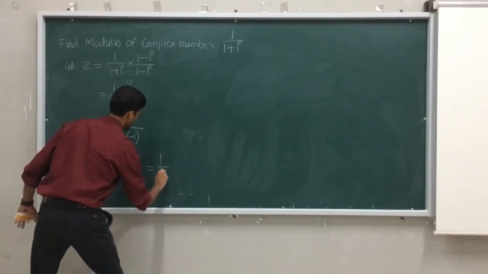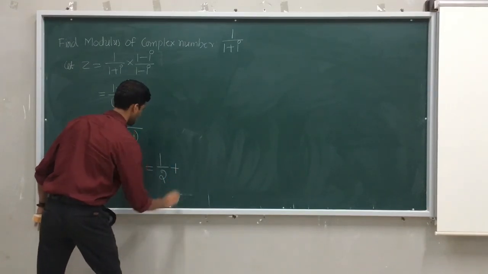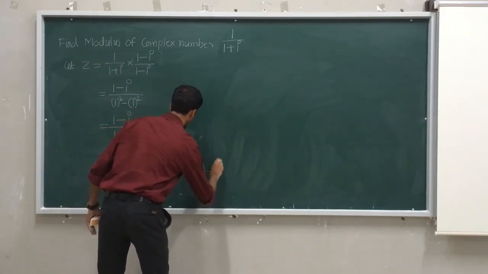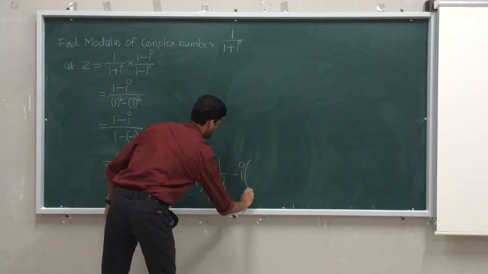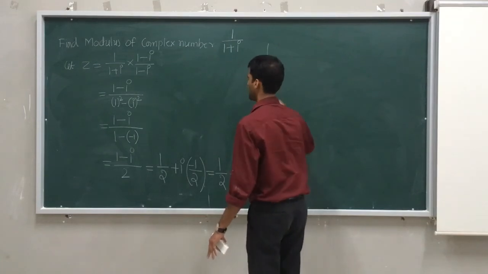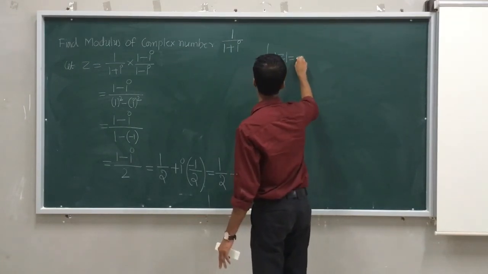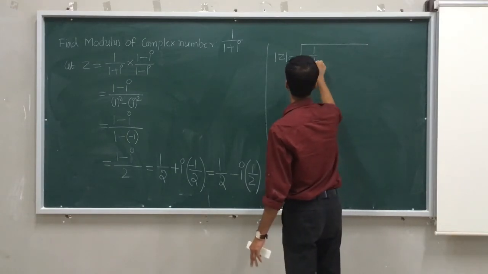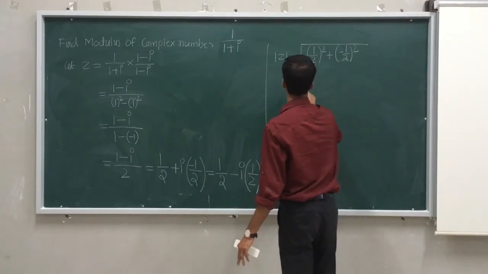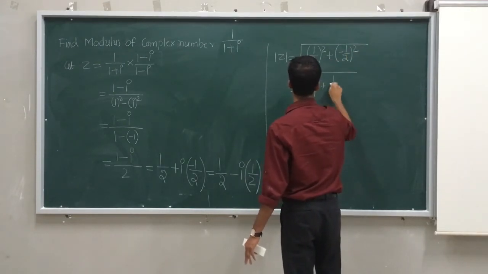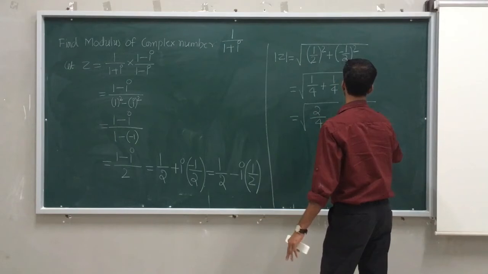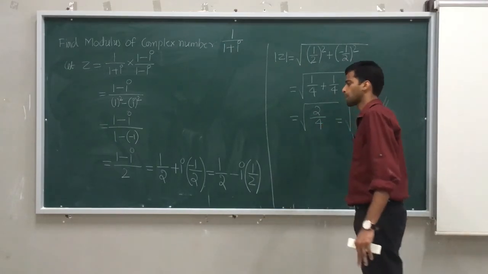So this answer becomes 1 by 2 plus i times minus 1 by 2, or you may write this as 1 by 2 minus i times 1 by 2. Don't cancel 1 by 2 and 1 by 2, it is with i. Therefore, mod z is the square root of (1 by 2) the whole square plus (minus 1 by 2) the whole square, which is 1 by 4 plus 1 by 4, which is root of 2 by 4, which is root of 1 by 2.